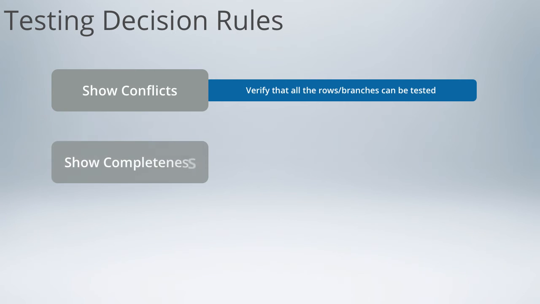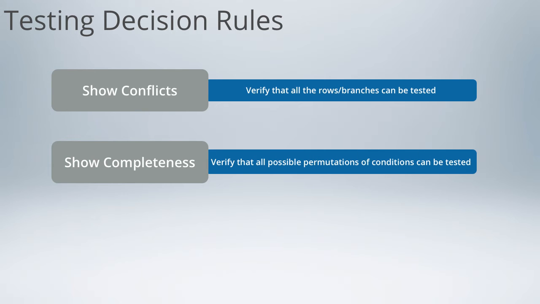We can also check our decision for completeness. Similar to checking for conflicts, we want to identify conditions that won't be evaluated. But, in this case, PRPC tells us what conditions are missing from the decision and adds them to the rule for us.